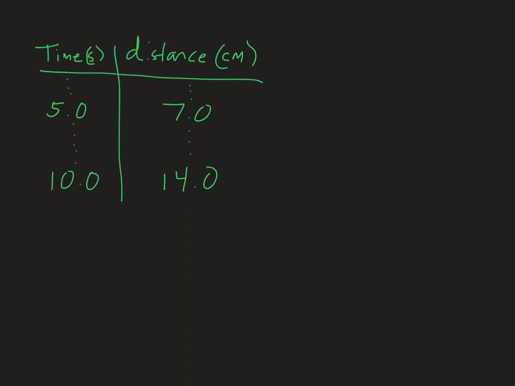From there, we have to figure out which one of these is x1, y1, and which one is x2, y2. That's really easy to do. Whatever one has our smallest x value, our smallest time, that's going to be x1, y1. Okay, so here's my x1, y1, here's my x2, y2.